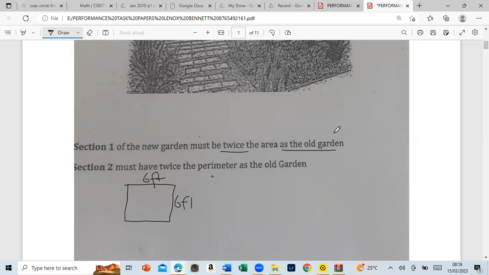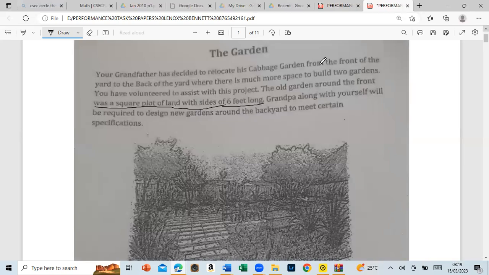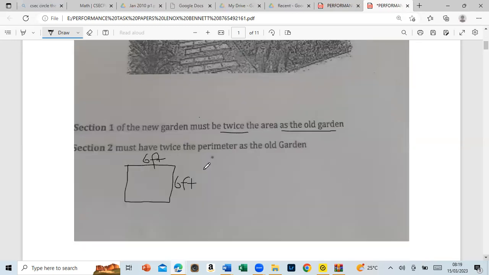Alright, let me go back up there. Your grandfather decided to relocate from the front of the garden to the back of the yard where there's more space to build two gardens. You are volunteered to assist with this project. The old garden around the front was a square. What we know about a square: all sides equal, a plot of land with 6 feet long. So that's the most critical information, and they said that the new garden should be twice the area of this.